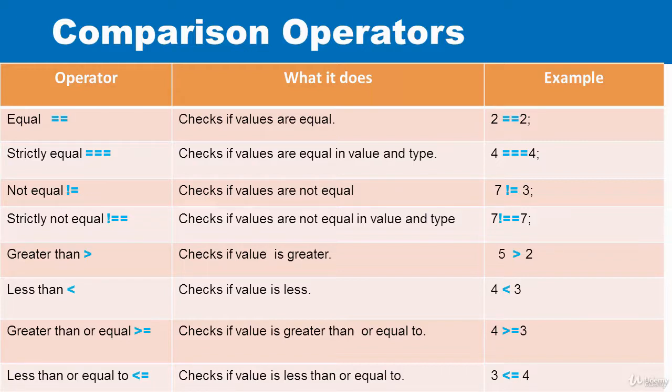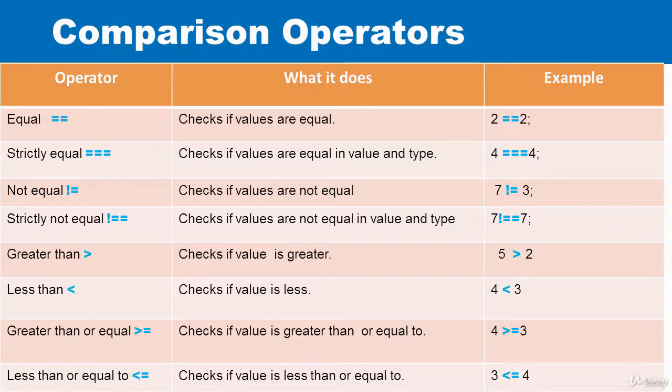If you want to check if the values are strictly not equal in value and data type, you use the exclamation and double equal symbol. If you want to check if a value is greater than another value, you use the greater than sign, for example, to check if 5 is greater than 2. If you want to check if a value is less, you use the less than symbol, which checks if a number is less than another number or value.